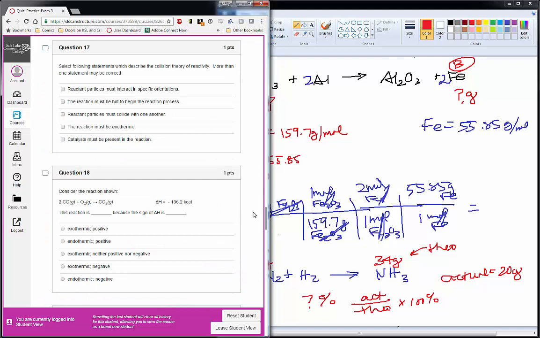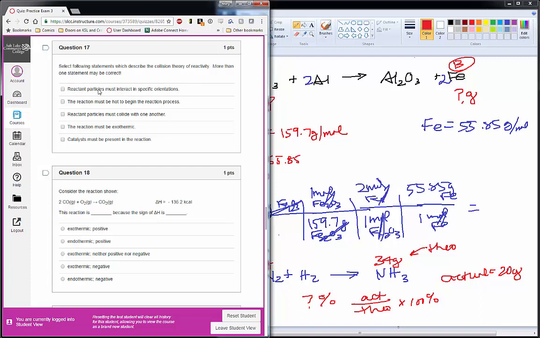Now we're moving on to Chapter 7 material, and we're looking at the collision theory. Which statements describe it? Uh-oh, look at these little squares. That's different from these little circles. That means I can select more than one, and I do say more than one statement may be correct. So watch out for that. We're not looking for just one statement, but everything that is correct.